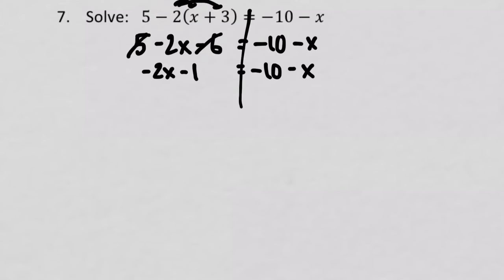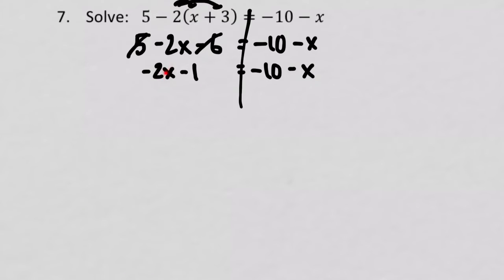Alright, now I make my decision. I have negative 2x and negative x, right? Here's x on this side, x on this side. You have to choose which one you want to get rid of. Which one do you like the least? In this case, your best option is to get rid of this one, negative 2x.